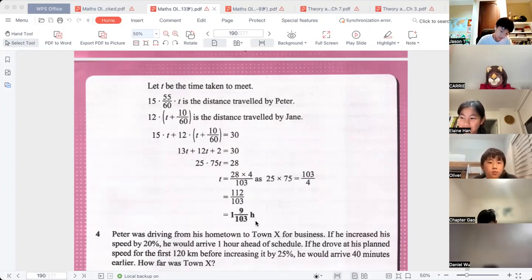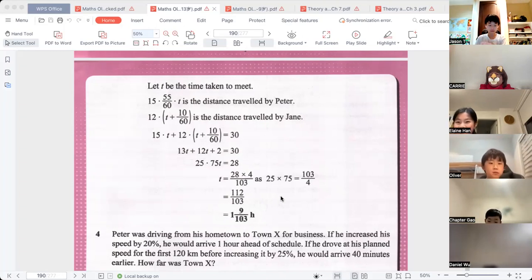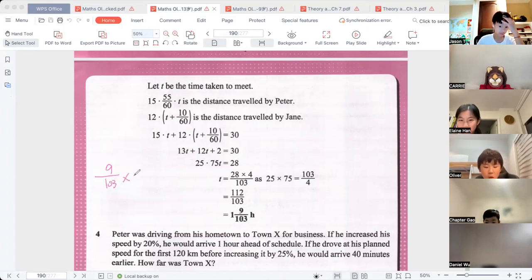You don't have to do that. I'm not a very horrible teacher. So when you give me the answer, this one is good enough. Understand? Just give me the fraction. You don't have to, because some students in my other class do 9 over 103 and times 60.